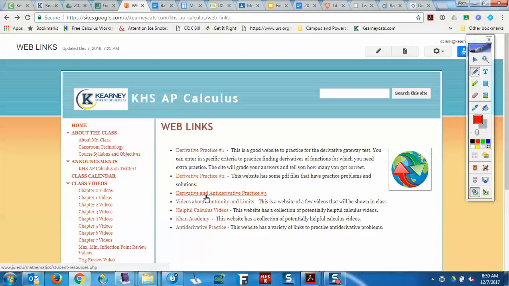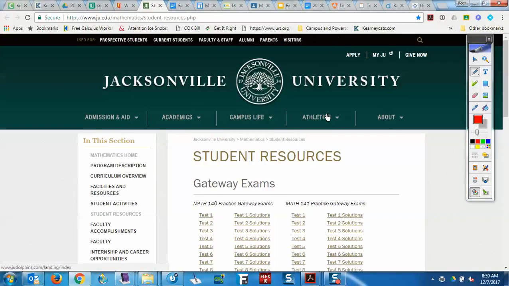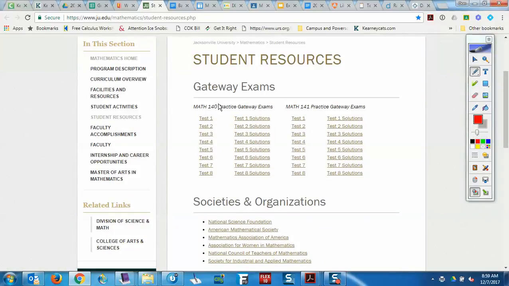Okay? And you can actually search out, and you want to be careful because not all of them are that great. You can just type in Derivative Gateway in Google, and you can find all kinds of colleges have these. That's all I did to find these. Now, some of these are fairly old now. But Derivative Practice 3 is from Jacksonville University, and Math 140 is their Calc 1, and Math 41 is their Calc 2. Well, we're basically Calc 1 right now.